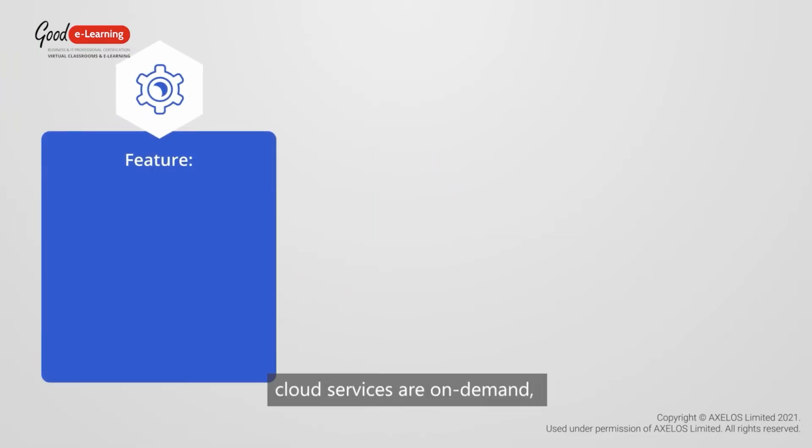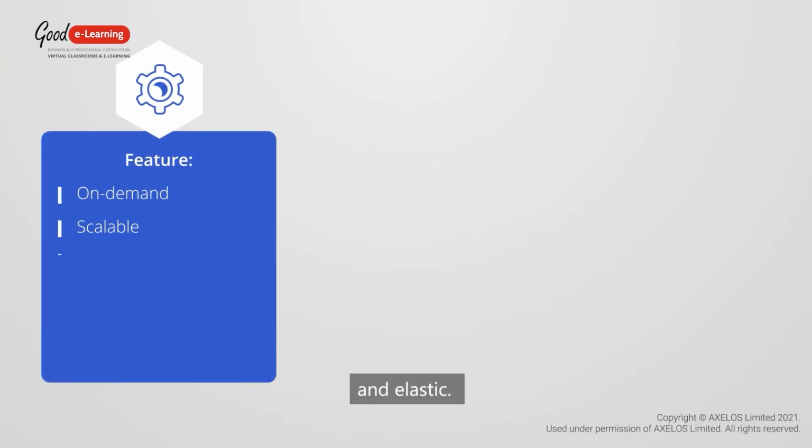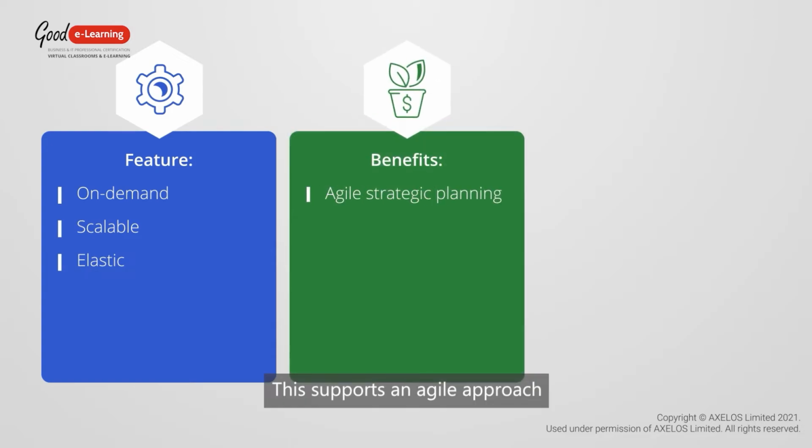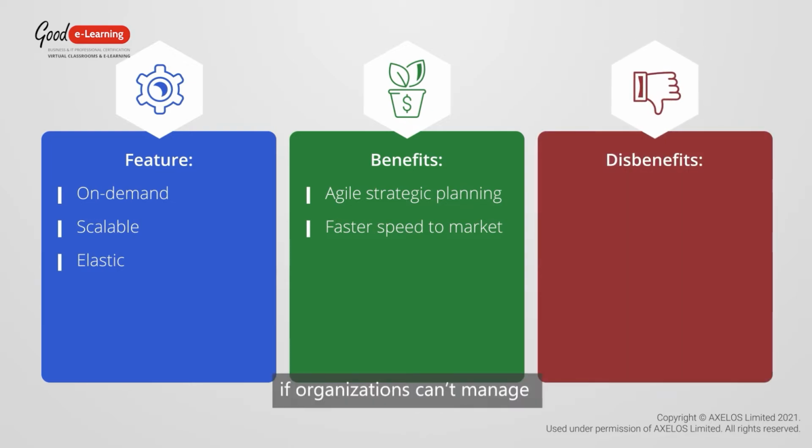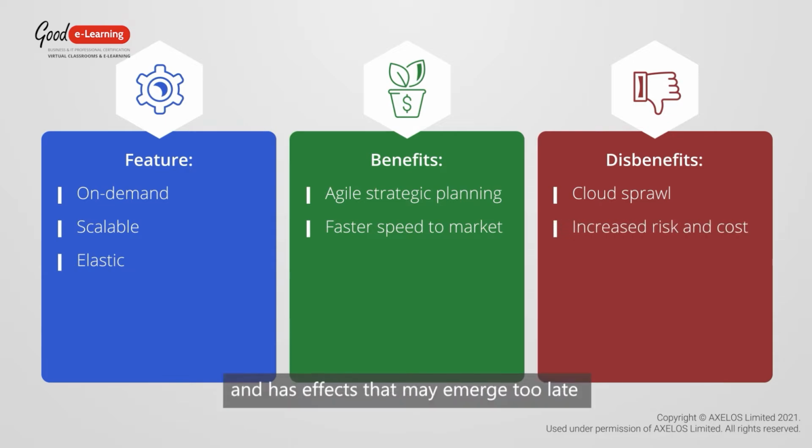Firstly, cloud services are on demand, scalable, and elastic. This supports an agile approach to strategic planning and makes it easier for an organization to respond more effectively to volatile contexts, resulting in higher speed to market and value realization. However, if organizations can't manage cloud services effectively, they may experience cloud sprawl. This refers to the uncontrolled and unmanaged use of cloud services with little or no access control, which increases risk and cost and has effects that may emerge too late to be prevented.